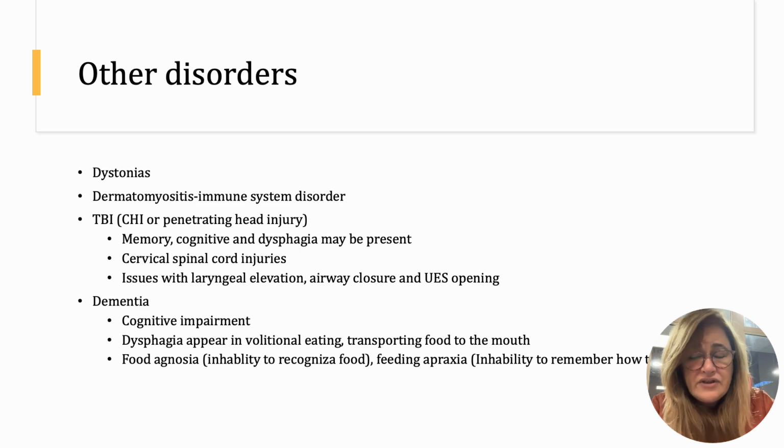Dementia. I know we have a lot of dementia, and that cognitive impairment and that dysphagia appear in that volitional eating and transporting the food into the mouth. There's a lot of need in terms of spatial organization of the environment and recognition of what food items, because they present food agnosia, and they have feeding apraxia and difficulty managing the bolus.